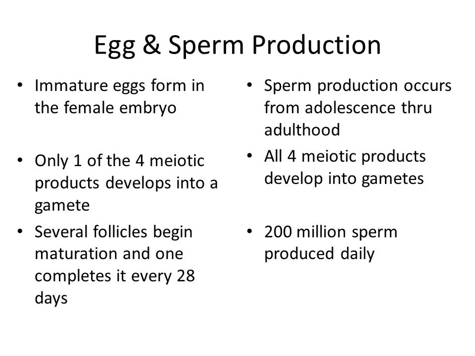Together, this table combines some of the similarities and differences in gametogenesis of humans. First, immature eggs almost completely form during embryonic development of the female, whereas sperm production occurs from adolescence through adulthood in males. In oogenesis, only one of the four meiotic products develops into a mature gamete, whereas in spermatogenesis, all four meiotic products are developing into gametes. The process of maturation is quite different.